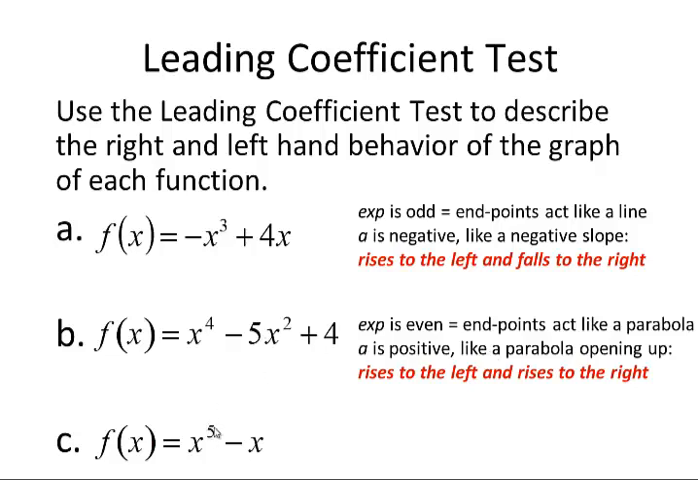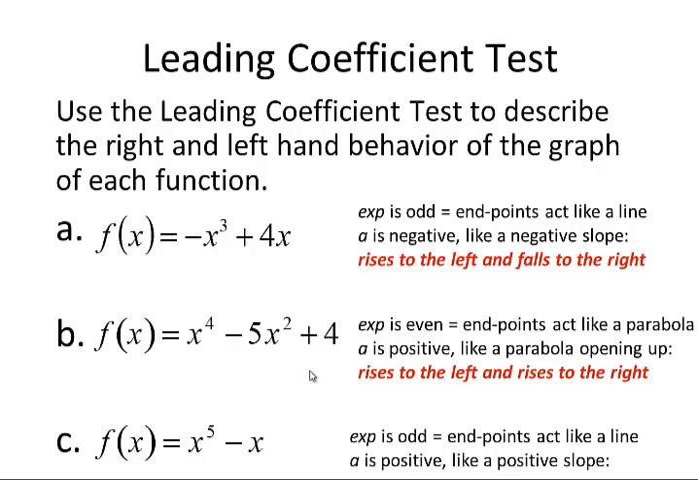What about this one right here? That's odd, so it acts like a line. And the endpoints of a line are going to go down to the left with a positive slope and up to the right.